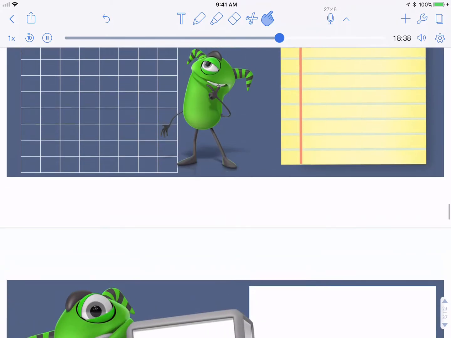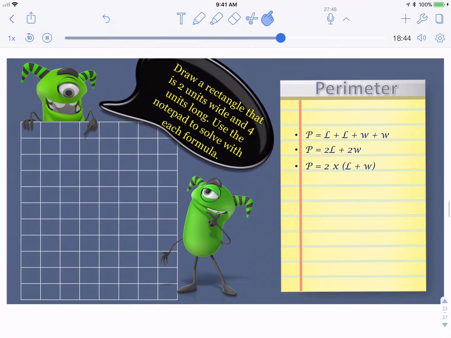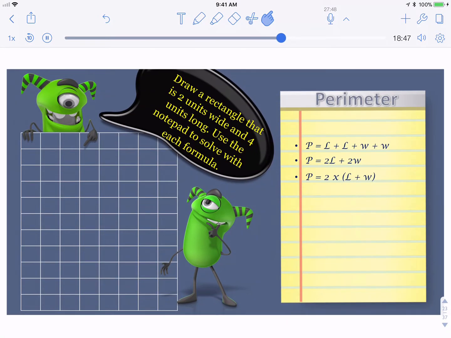Okay, so now you're going to draw a rectangle that is 2 units wide and 4 units long. Use the notepad to solve with each formula. So, draw the rectangle, then solve. Length plus width plus width. Or, actually it's not an or, because next you're going to do 2 times the length plus 2 times the width. And then you're going to try 2 times the length plus width, or the sum of the length plus the width. So, go ahead, pause it, and try it out.